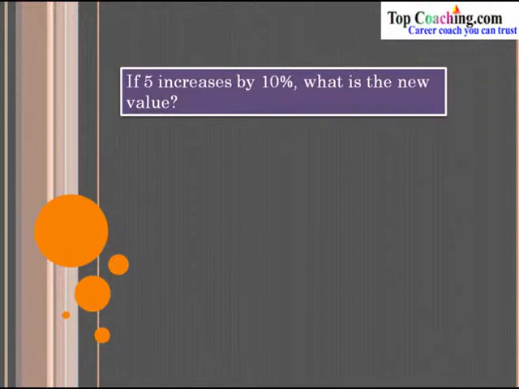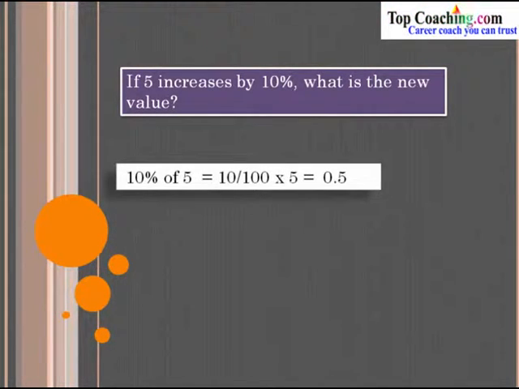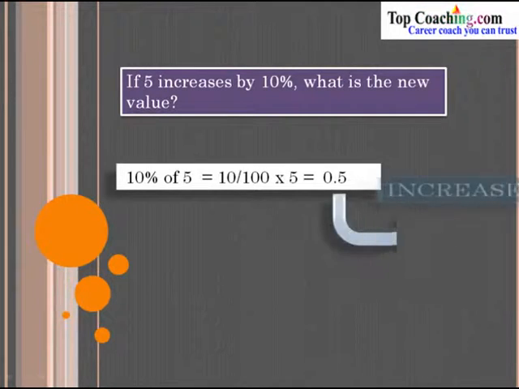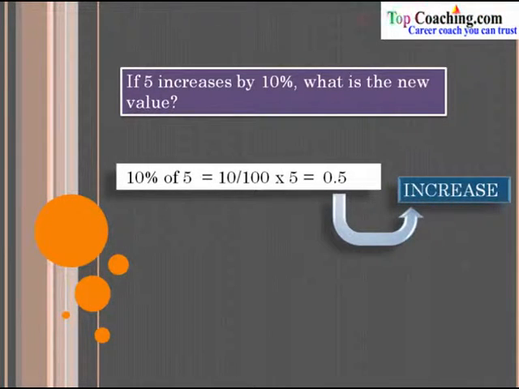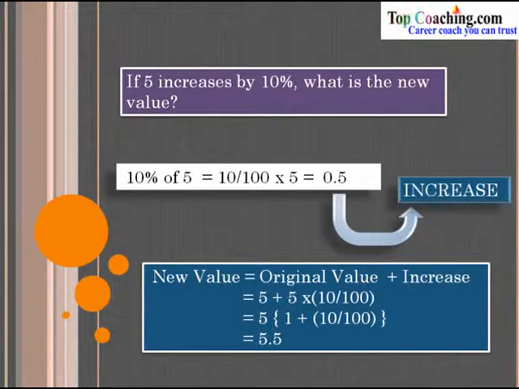If 5 increases by 10%, what is the new value? So we have the number 5 and this value increases by 10%. What is the new value? First of all, we are going to find out 10% of 5. Now 10% of 5 is nothing but 10 divided by 100 into 5, which is equal to 0.5. So now this value 5 is to be increased by 0.5. So the new value would be equal to original value plus the increase. Original value is 5 and the increase would be 5 into 10 by 100, which is equal to 0.5. So the answer would be 5.5.